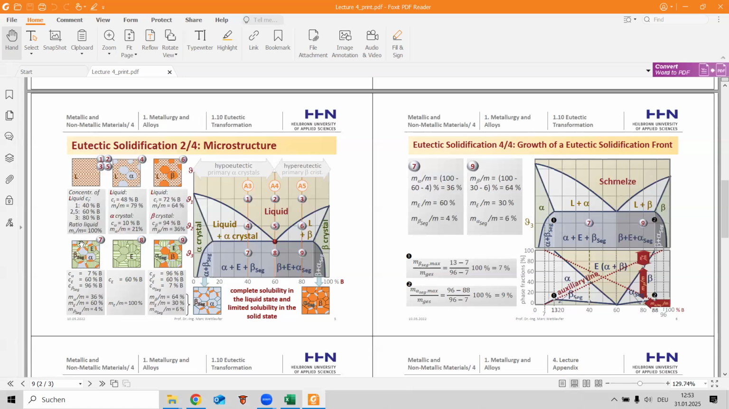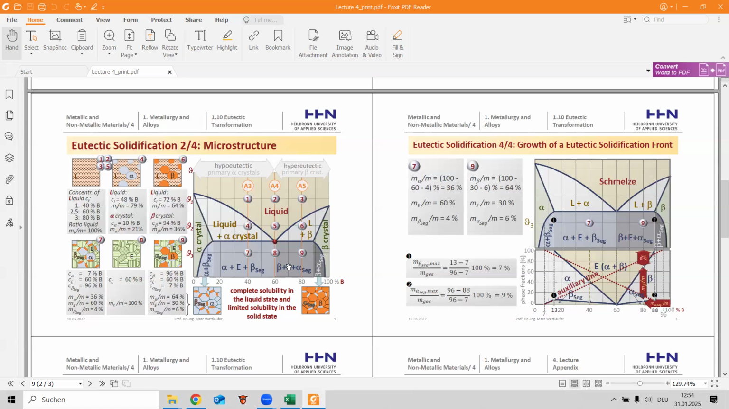So we have here eutectoid, alpha solid and beta segregations. It's point 8 here. Here we have 60% of component B, so eutectoid concentration. And the mass of eutectoid divided by total mass 100%. And point 10.9. So we have here solid beta, alpha segregation, and eutectoid.